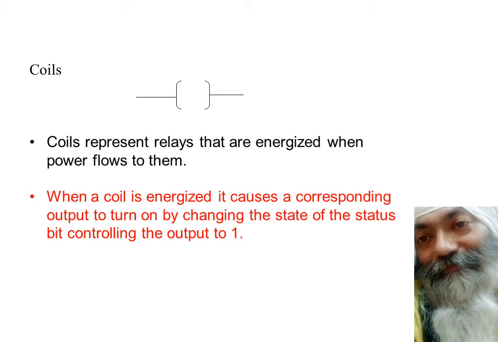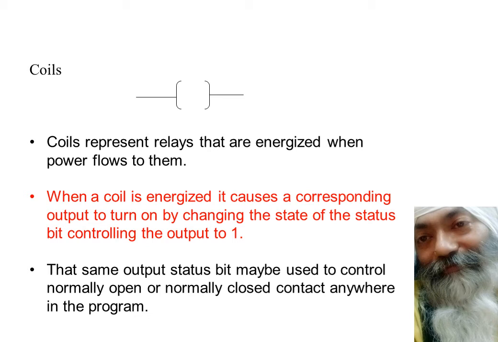When the coil is energized, it causes a corresponding output to turn on by changing the state of the status bit controlling the output to 1. So when will it become 1? You know when AND gate becomes 1. You know when OR gate becomes 1. You know when NOT gate becomes 1. So whenever the final output becomes 1, this coil becomes 1. Then the output gets energized. Say if it is connected to a lamp, the lamp starts glowing. If it is connected to an alarm, the alarm starts blowing. So that is how it's going to turn itself on.